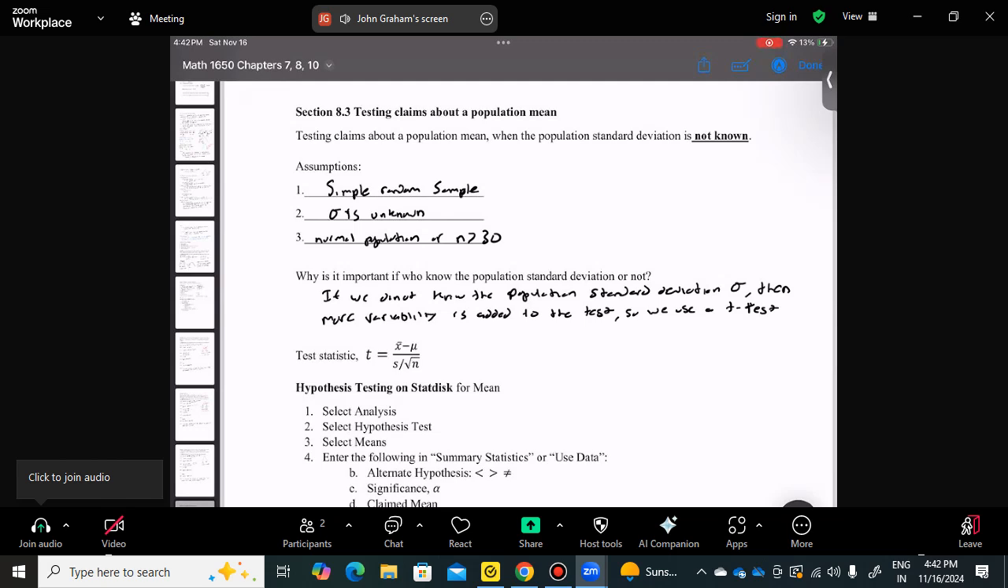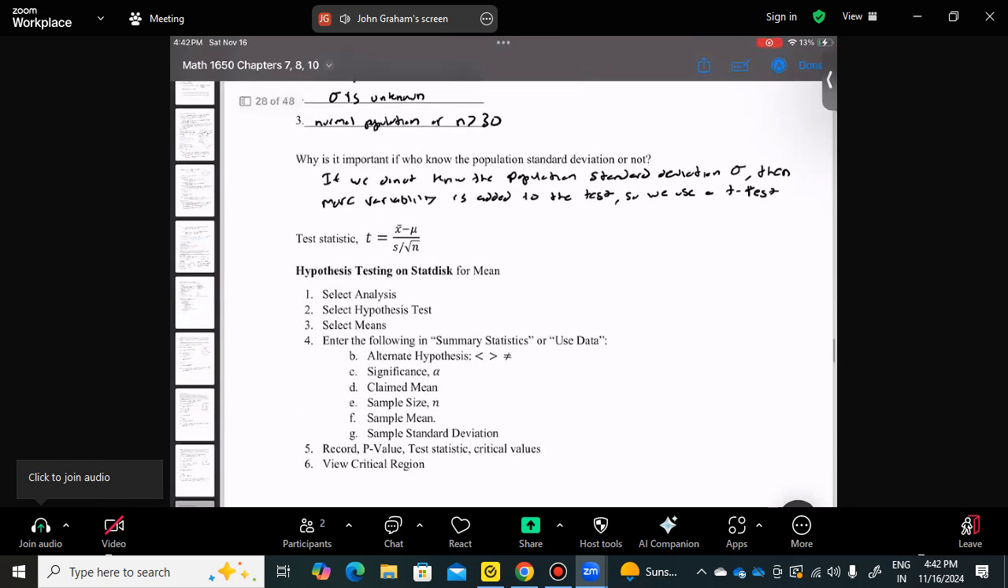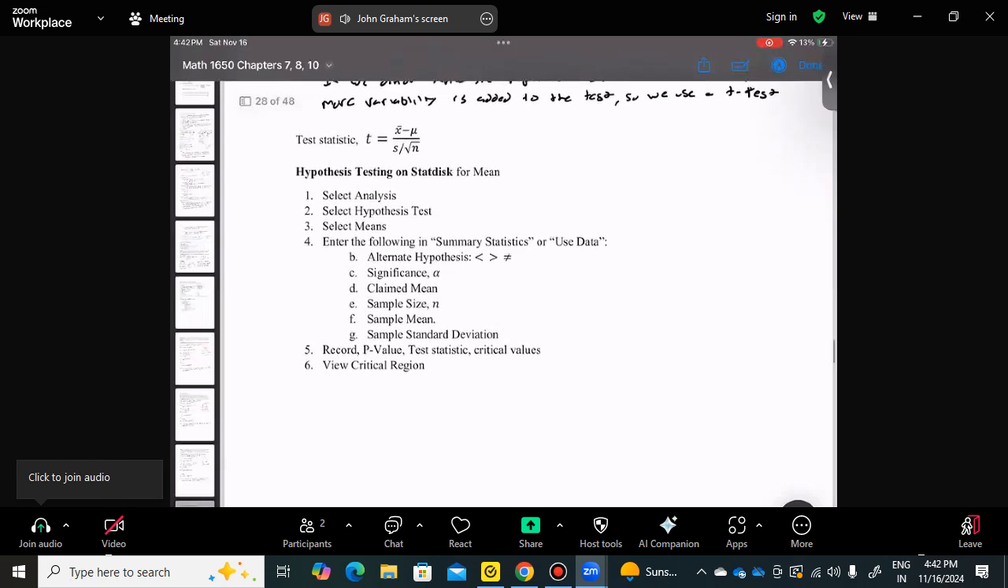And it's the mean for the sample minus the population mean, or the claim mean for that matter, over the standard deviation for the sample divided by the square root of n.